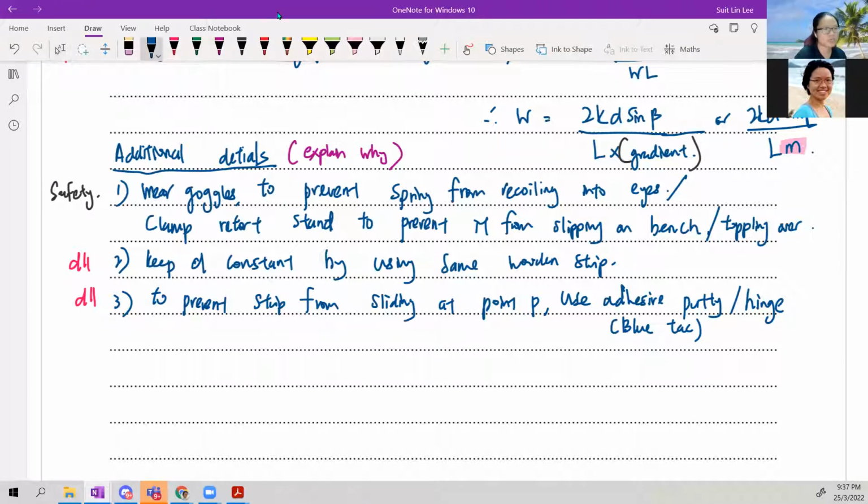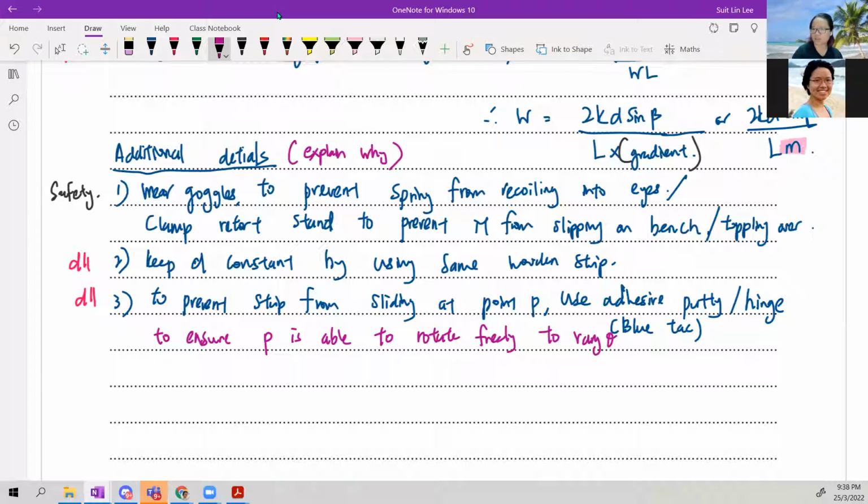Okay, we need to keep P rotating because P has to change angle, right? To ensure P is able to rotate freely, to vary or to change theta. Okay, because we're changing theta.